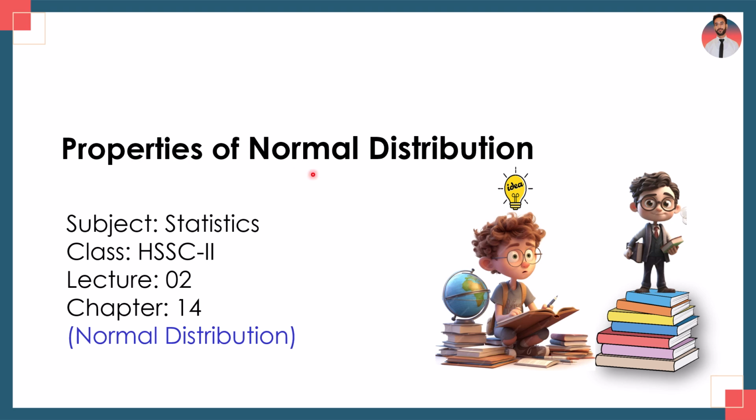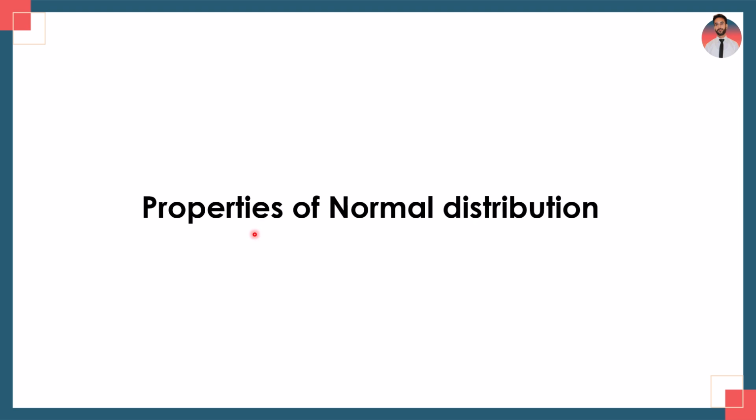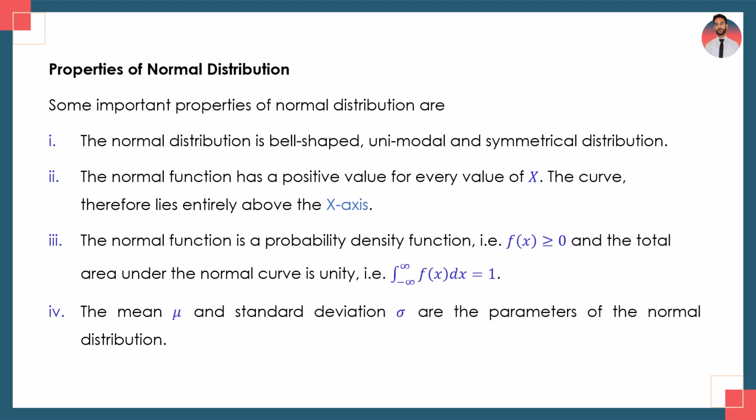Now, let's start the topic, properties of the normal distribution. Today's lecture is based only on the properties of the normal distribution. Now, I am going to discuss the properties of the normal distribution. The first property of the normal distribution is that it is a bell-shaped, unimodal and symmetrical distribution.